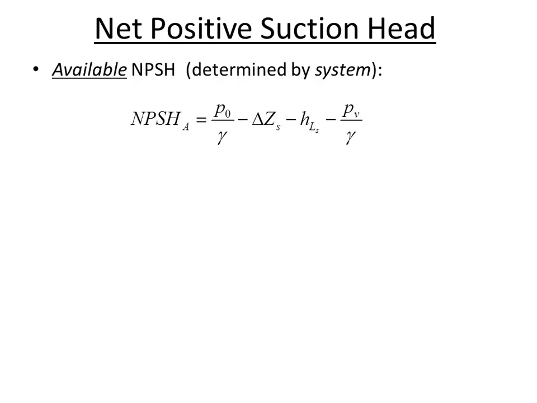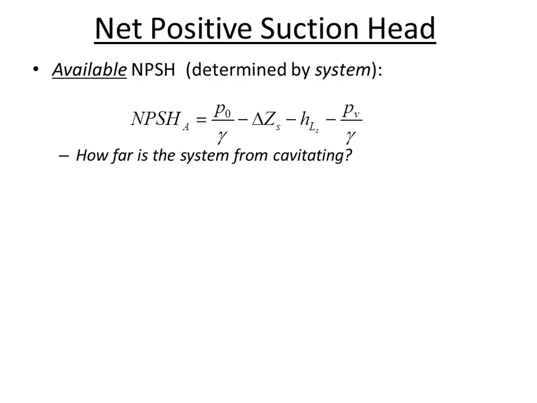And the terms here start off with the pressure. This P naught is the pressure of the atmosphere, and delta Z sub S is the suction side elevation difference, and so that's the difference between the reservoir and the elevation of the pump. H sub L sub S is the head losses, both friction and local losses on the suction side of the pump, and then the P sub V is the vapor pressure.